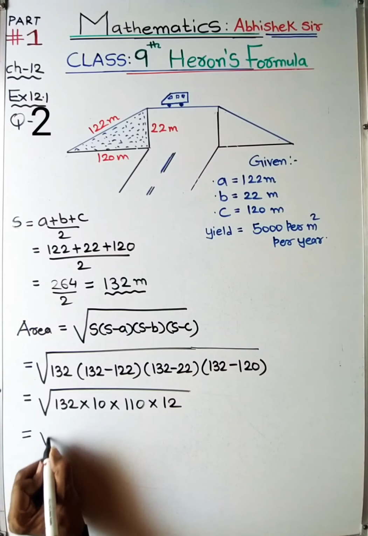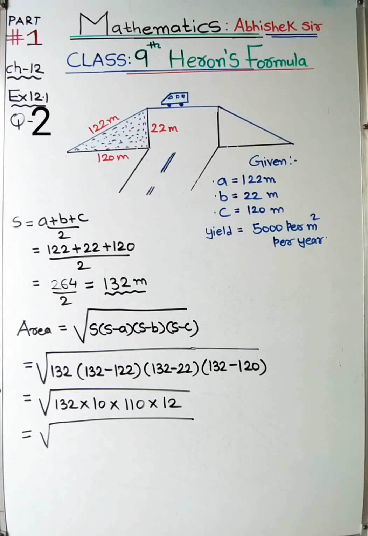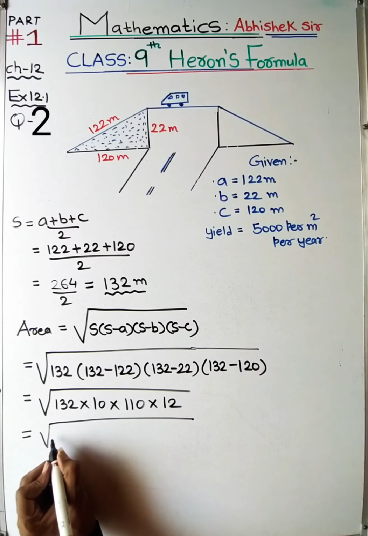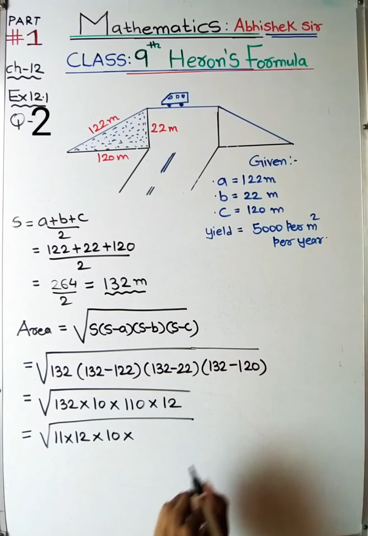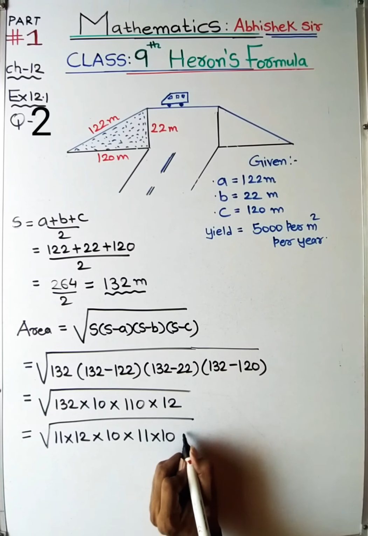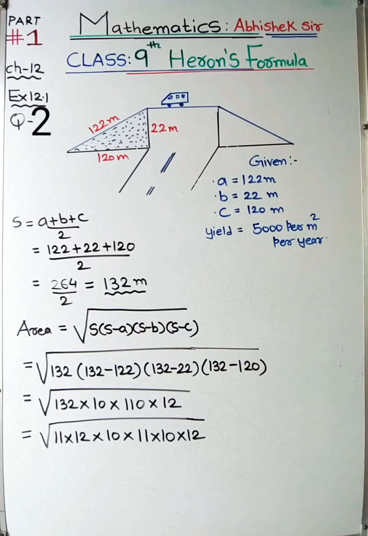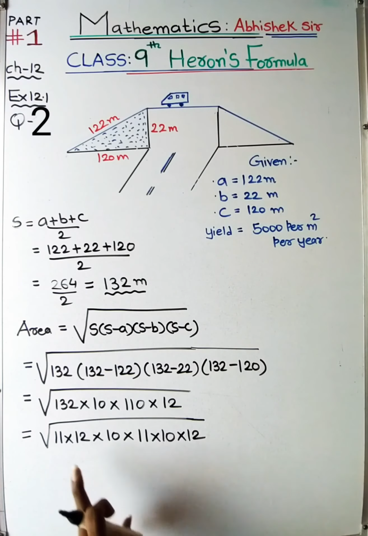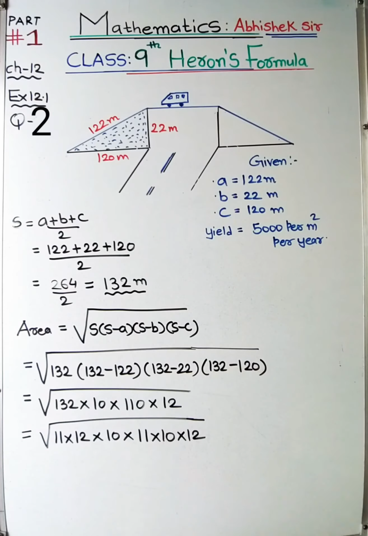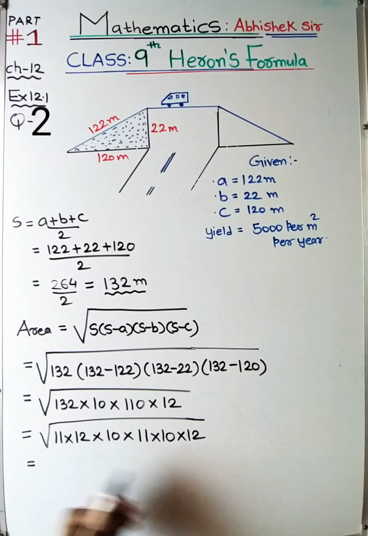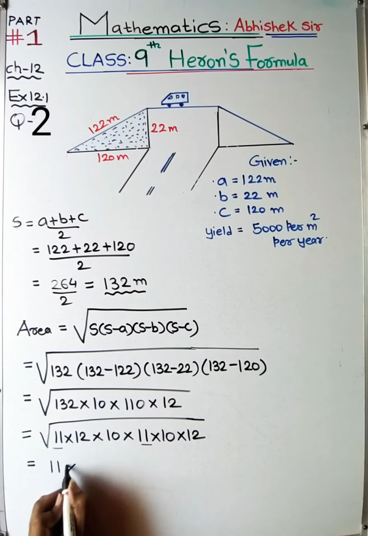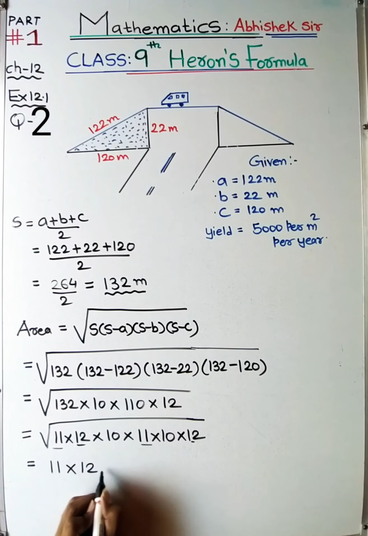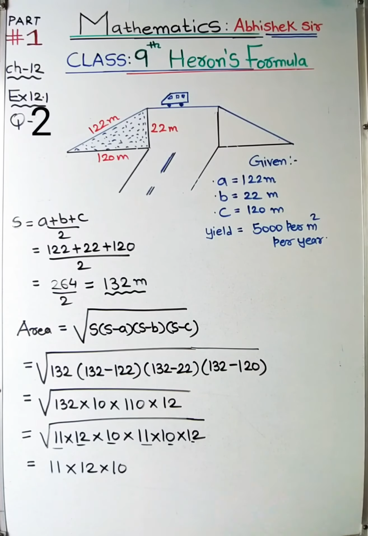Now let us try to split them. Okay, so 132 can also be written as 11 into 12. Here we have 10. 110 can be written as 11 into 10, and then finally we have 12. So what I did, I split, but not into smaller numbers, those numbers which are already there. Okay, so now the last step, finding the pairs and taking them outside. So we have 11 into 11, so 11 outside, 12 into 12, so 12 outside, and 10 into 10, so 10 outside. Don't forget meter square.